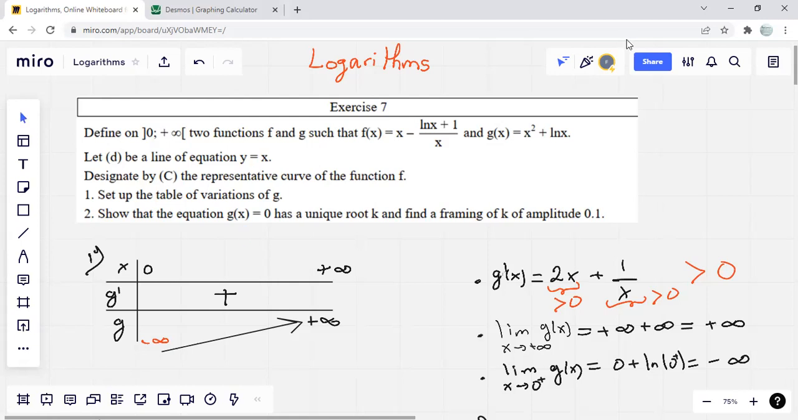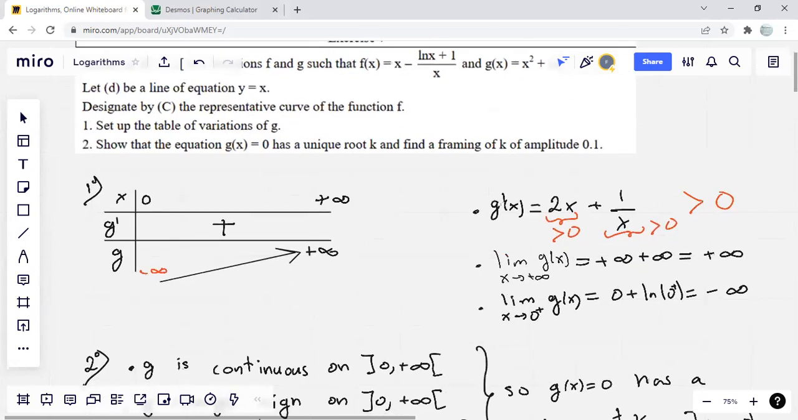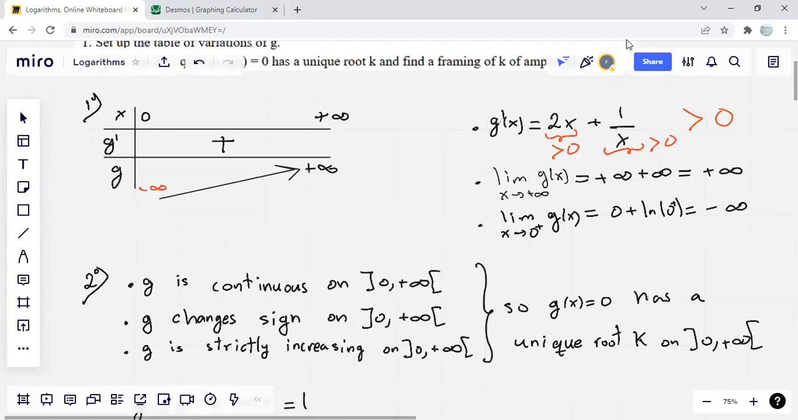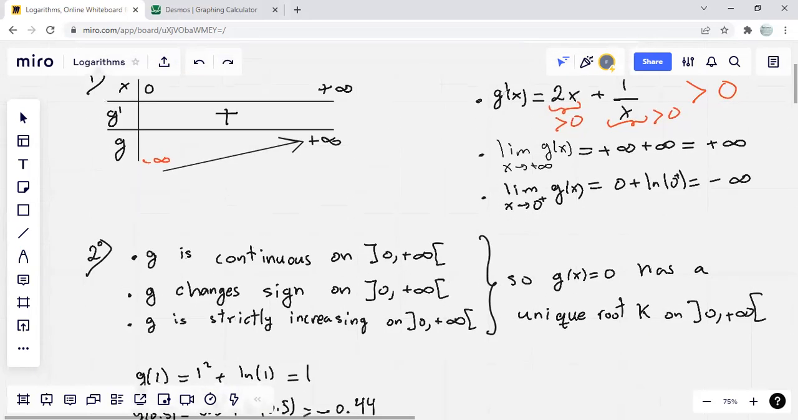Okay, so here in part 2, we know that g is continuous on 0 plus infinity. g changes sign. Okay, as you can notice here, it is negative, and then here it becomes positive. And g is strictly increasing on 0 plus infinity. From these three conditions, we can conclude that g of x equals 0 has a unique root k on 0 plus infinity.